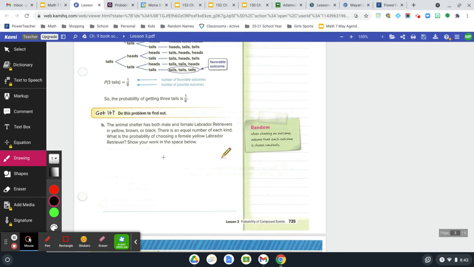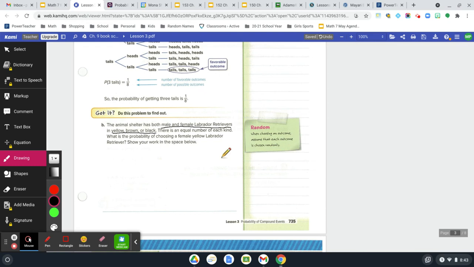The animal shelter has both male and female Labrador retrievers. So I'm going to actually underline that because these are 2 choices that we can start with. Either we want a male Labrador or a female. And those Labrador retrievers come in yellow, brown, or black. And I'm also going to underline that because those are 3 choices of color of dog that you can pick. Then it says there's an equal number of each kind.